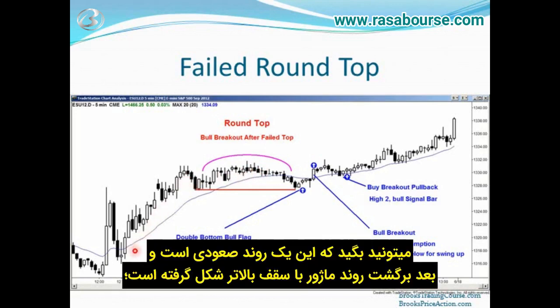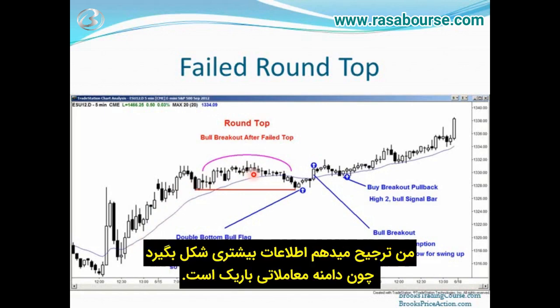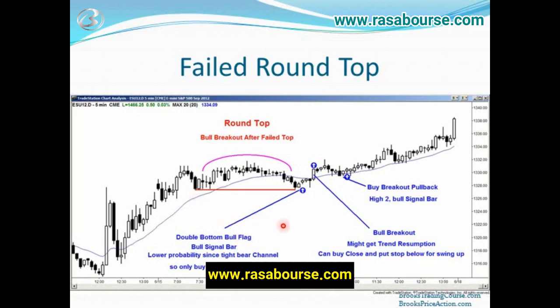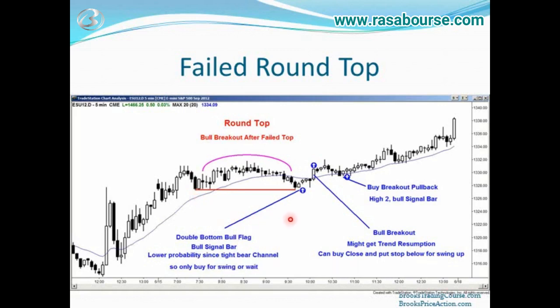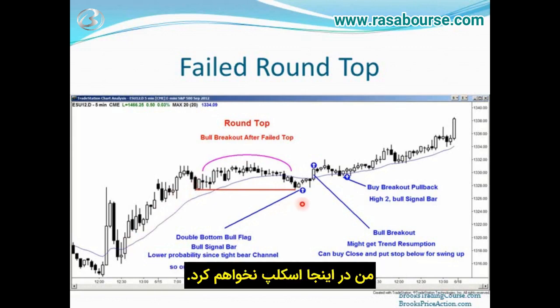You can argue that there's a bull trend line and this is a higher high major trend reversal, and you probably could take that short. I probably would wait for more information because it's too much of a tight trading range. Double bottom bull flag, bull signal bar, buying at the bottom of a trading range in a bull trend, probably okay for a swing long. I would not take it for a scalp. I think the probability is not high enough.